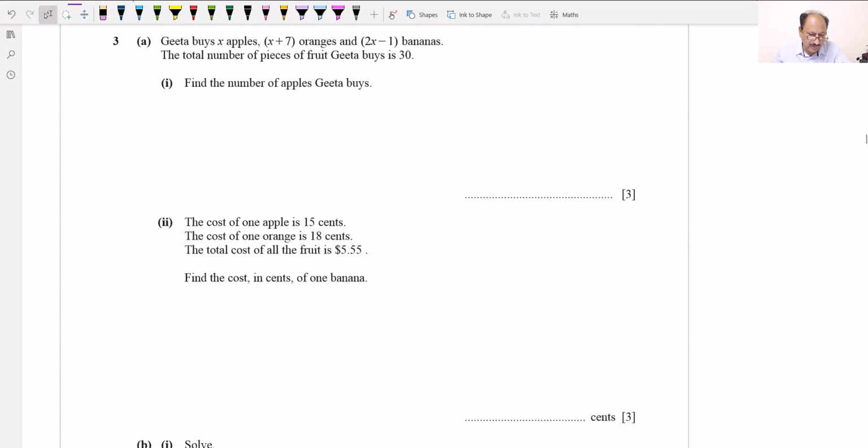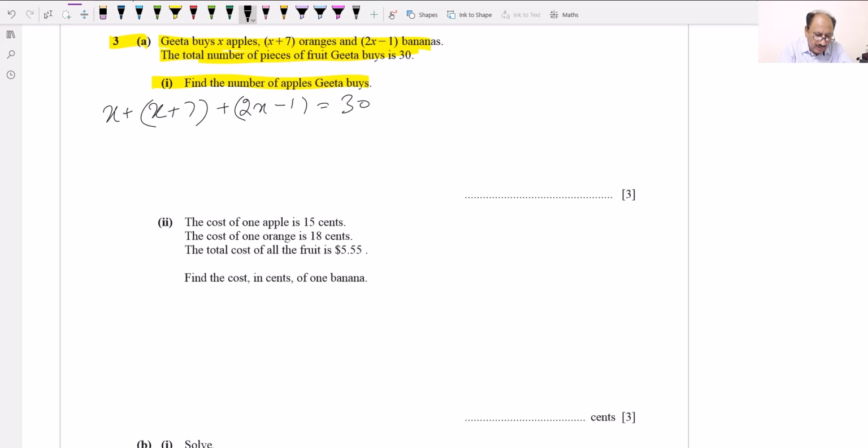Now question number 3, and the question number 3 says, a part, Geeta buys x apples, x plus 7 oranges and 2x minus 1 bananas. The total number of pieces of fruit Geeta buys is 30. Find the number of apples Geeta buys. So we will form the equation x plus 7 and x also. So x plus 7 plus 2x minus 1. These three categories are adding up to 30 units.